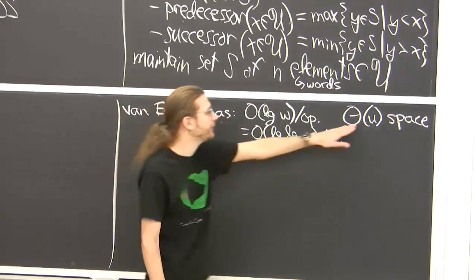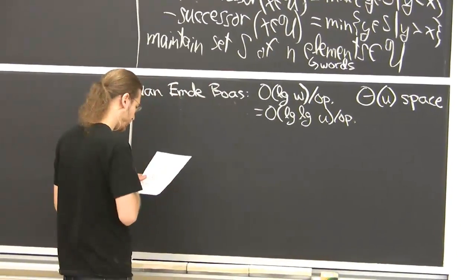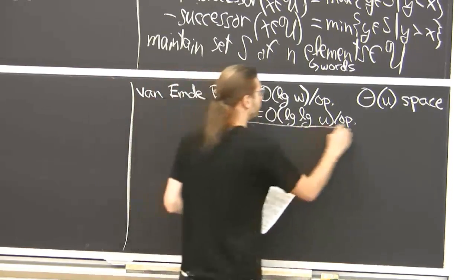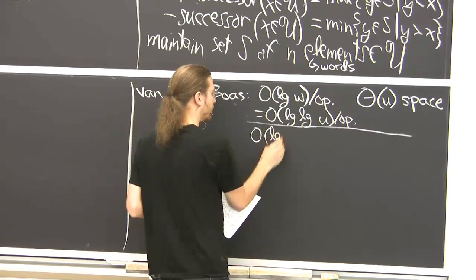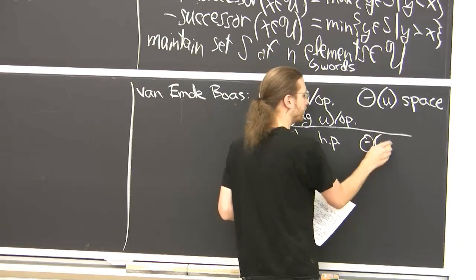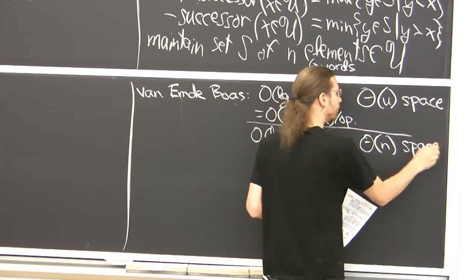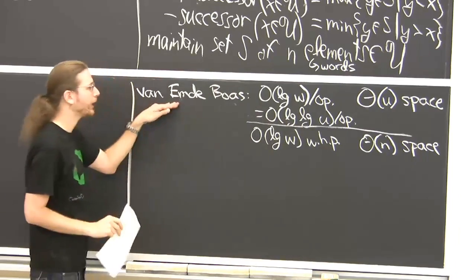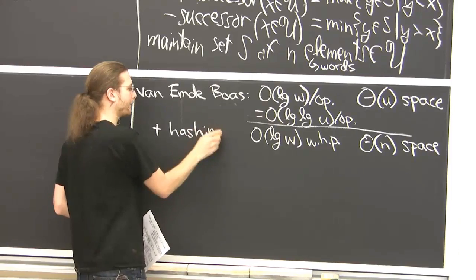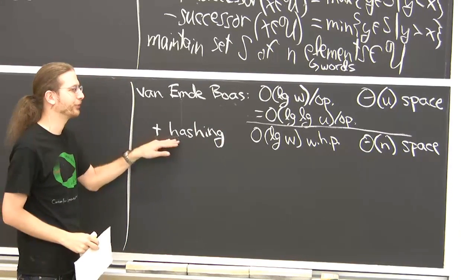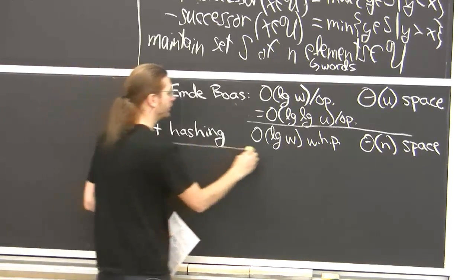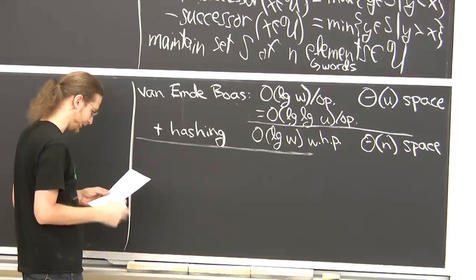Okay, so cool. But the space is giant. So how do we do better than that? Well, there's a couple answers. One is that you can achieve log W with high probability and order n space with a slight tweak. Basically, you combine van Emde Boas plus hashing, and you get that. I don't actually know what the reference is for this result. It's been an exercise in various courses and so on. I can talk more about that later.